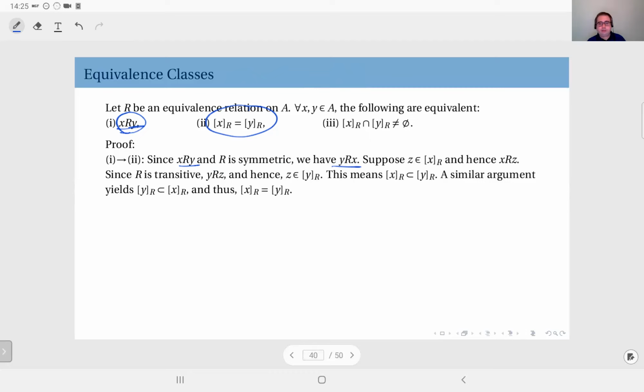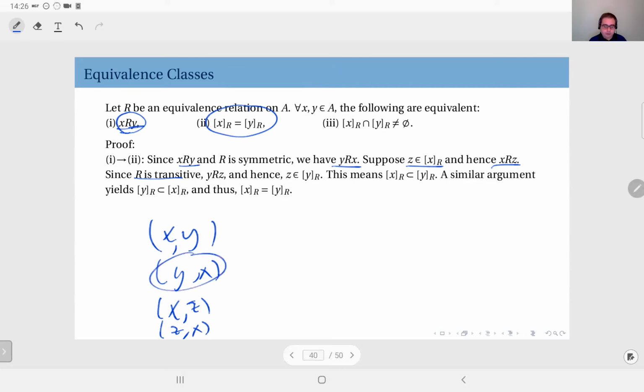Suppose there is an element z in the equivalence class of x. This means x and z are related, which also means z and x are related. And since R is transitive, look, I have xy, I have yx, I have xz, and I have zx. For instance, take this one and this one.